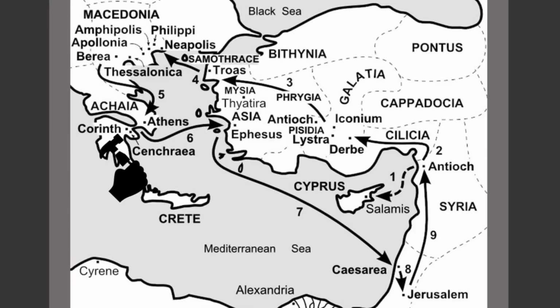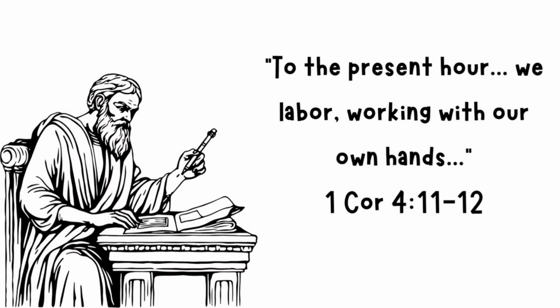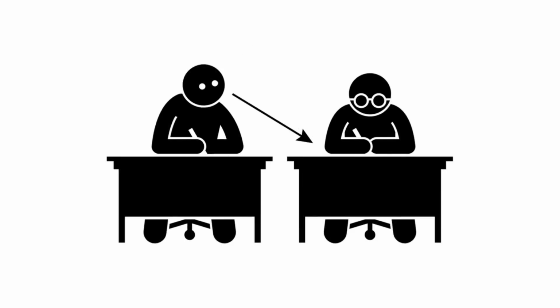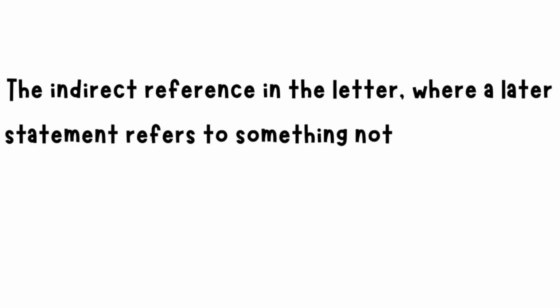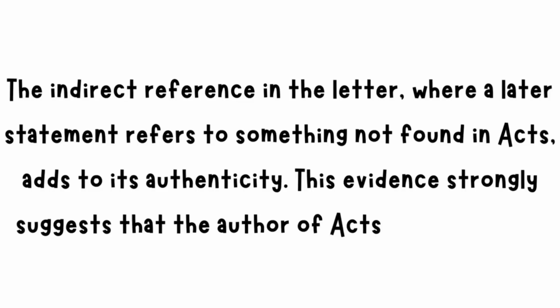This shows that the manual labor Paul did in Corinth continued over to Ephesus. He maintained this practice during his specific stay in Ephesus, close to the time when he wrote the letter. Therefore, when he wrote, "Even until this very hour we labor, working with our own hands," it was a genuine statement. The consistency across these passages strongly supports the idea that Acts wasn't borrowing from the letter. If it had, the detail about Paul's activities in Ephesus would have been mentioned. The indirect reference in the letter, where a later statement refers to something not found in Acts, adds to its authenticity. This evidence strongly suggests that the author of Acts knew Paul very well.